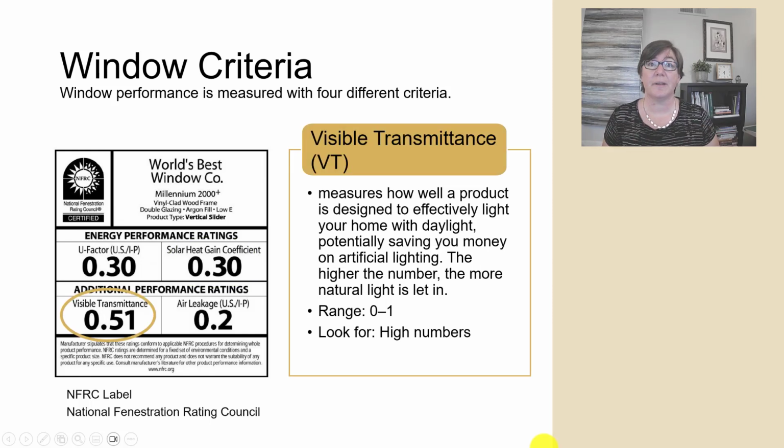This next criteria doesn't have anything to do with heat. It is visible transmittance, and it measures how well the light comes through the window. And this is really important when you start adding different films and different products to reduce the heat gain through that glass. You want to make sure that you can still see through it and that light still comes through. The range is from 0 to 1, and in this case you want high because we actually want the visible light to come in.